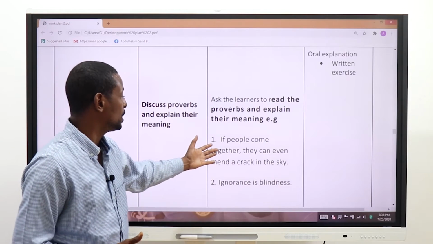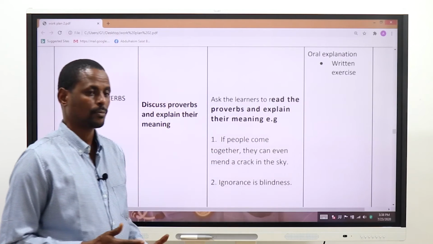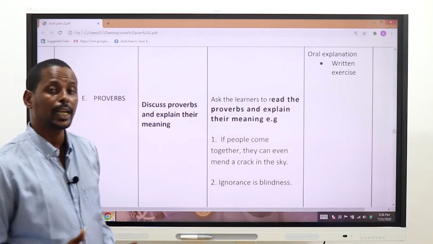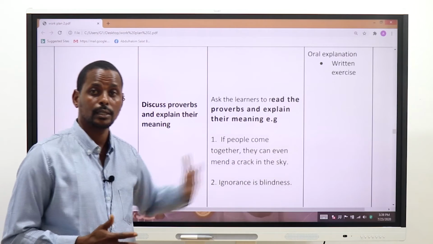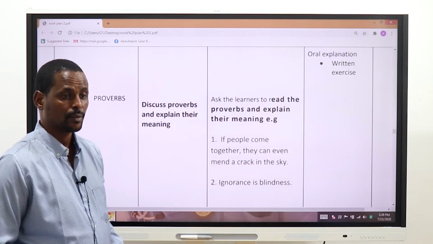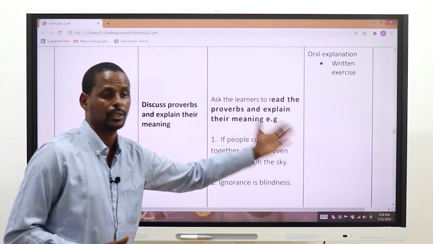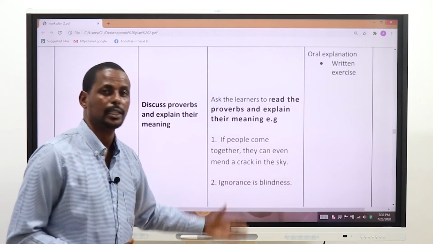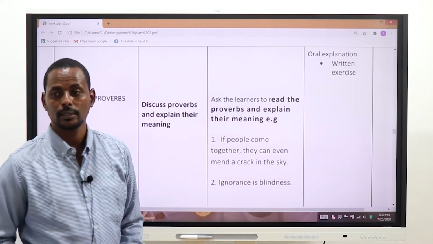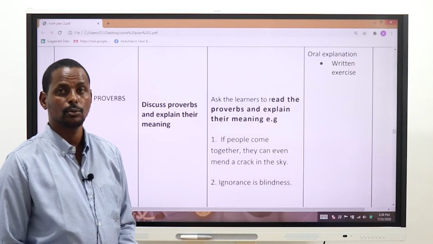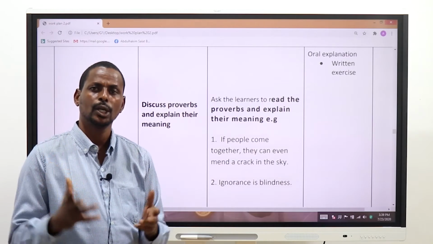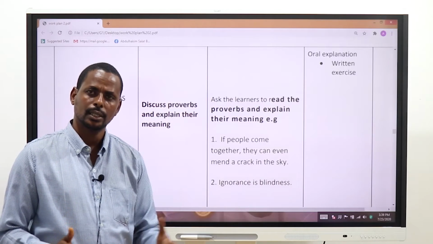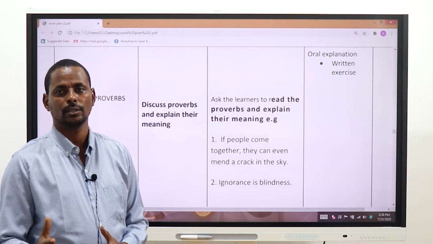So the student is learning language, the meaning of words. He's learning communicative skills in listening and speaking. He's learning life skills. He's enhancing his oratory skills, because those people who use proverbs when they speak are better speakers than those who use plain language.